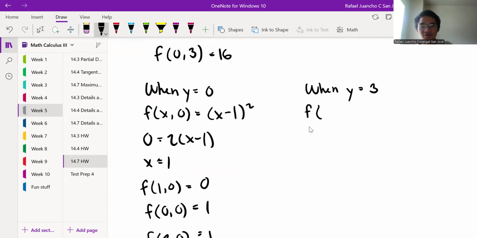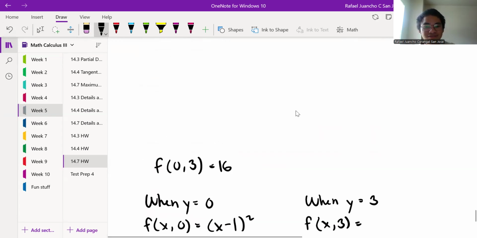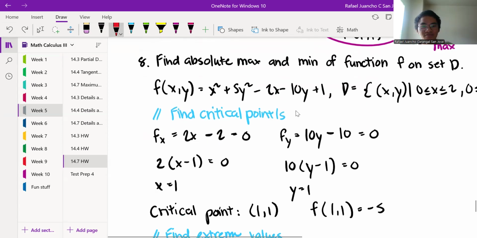Now here, we do the same thing for the case when y is 3. Instead of 0 for y, we make it 3. We always plug it back in here. So 3 was this x squared, 3, that's 9, 45, 31. X squared minus 2x, 45 minus 30, 15, 16. X squared minus 2x plus 16, right?